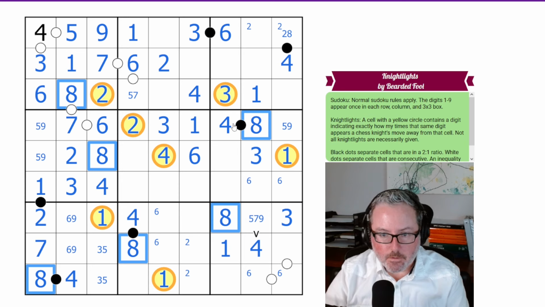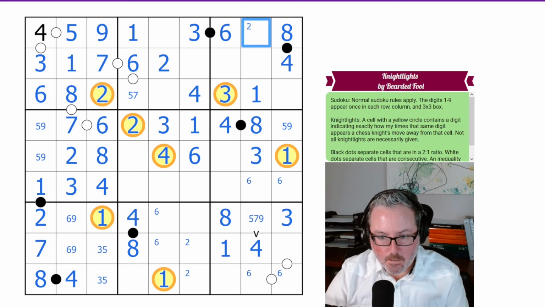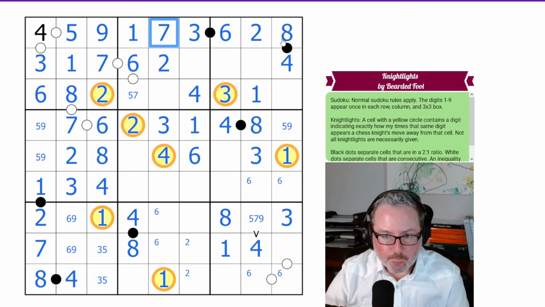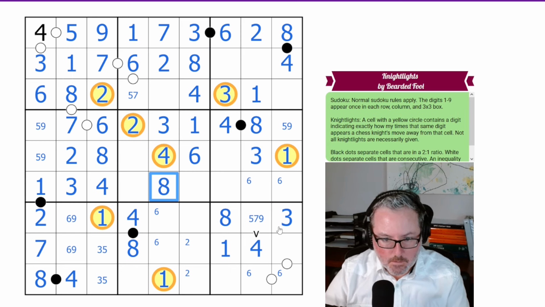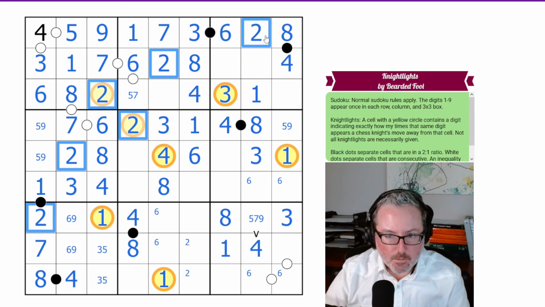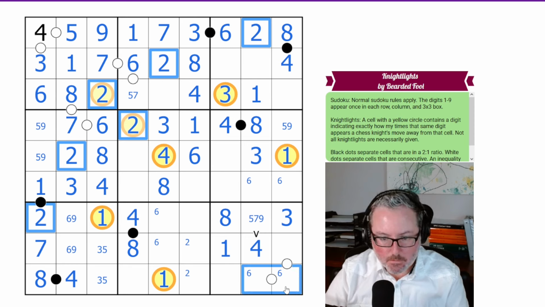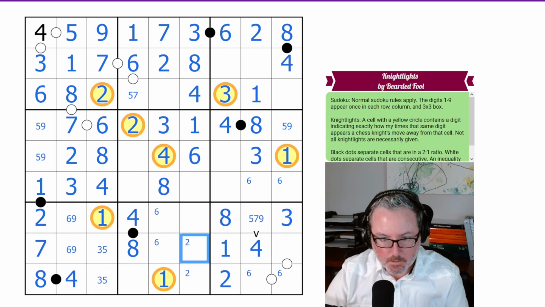Can we finish with our 8s? Yes, we can. This has to be 8 and 2. This is a 7. Are we done with our 8s? Almost. This one, and that should do the 8s. 2s should be pretty much done now, right? Yes, because there can't be a 2 on here anymore because we've got a 6 on it. So this becomes a 2. This becomes a 2. Get rid of the 2 here.